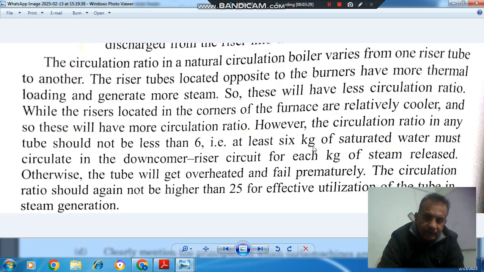That is, at least 6 kg of saturated water must circulate in the downcomer riser circuit for each kg of steam released. Otherwise, the tube will get overheated and fail prematurely. The circulation ratio should again not be higher than 25 for effective utilization of the tube in steam release. So I have taken it from the Power Plant Engineering PK Nag book. So you can refer to it for further queries.